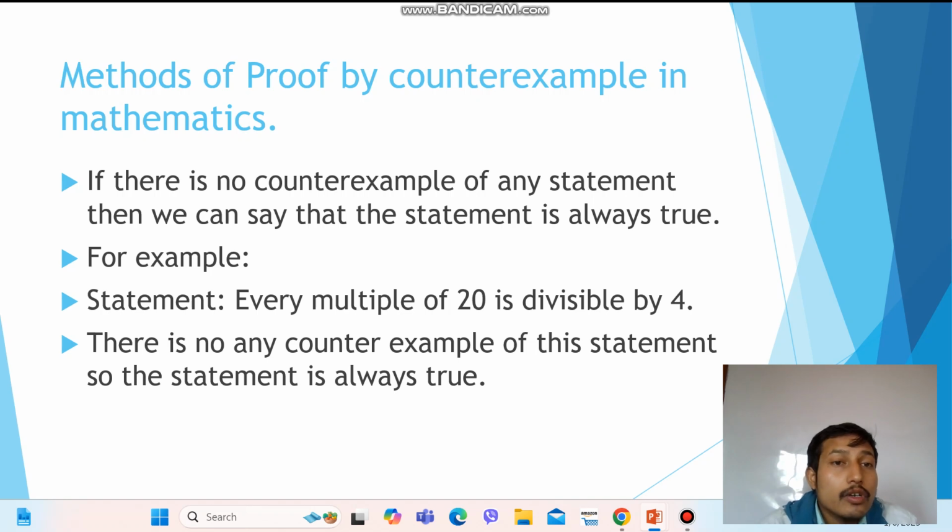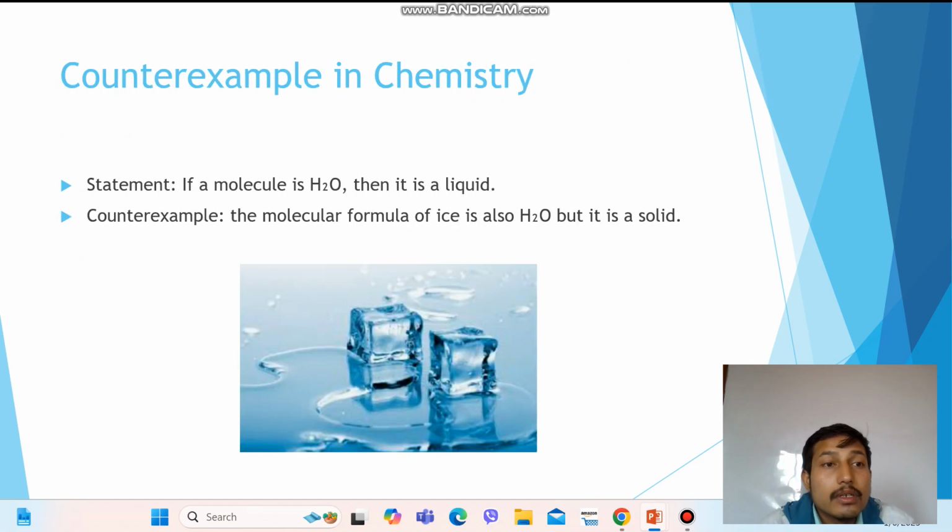Now let's do the method of proof by counter example in mathematics. If there is no counter example of any statement, then we can say that the statement is always true. For example, let's take one statement. Every multiple of 20 is divisible by 4. There is no counter example of the statement, so the statement is always true.